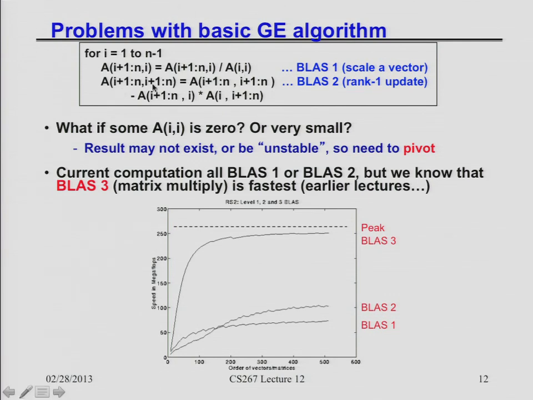And the second one is that I'm spending all my time doing BLAS 1 and BLAS 2. And we know from the last lecture that's a bad idea. We want to spend our time doing matrix multiply. Otherwise, I'm going to be running at the speed of memory, not the speed of floating point. And here's the usual picture. I'll be running at the speed of BLAS 1 and BLAS 2, not the speed of matrix multiply. So I need to reorganize this to get the right answer, not divide by zero, and also to spend my time in matrix multiply.